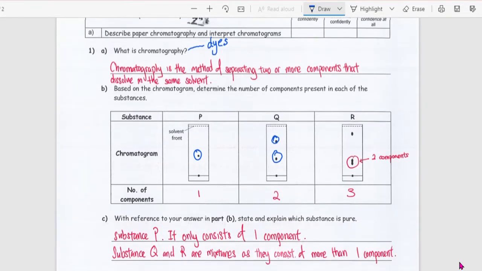Which one is considered pure? P only has one component, so it is a pure substance. Q and R consist of more than one component, so they are considered mixtures. They are impure.